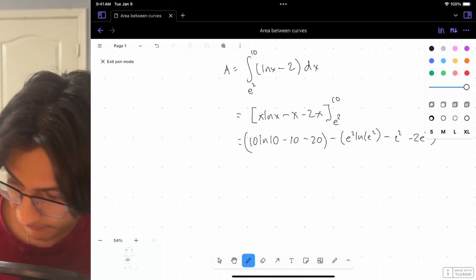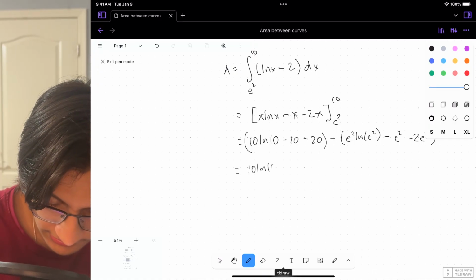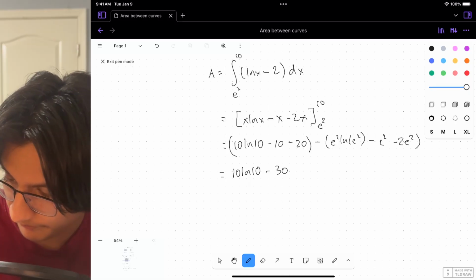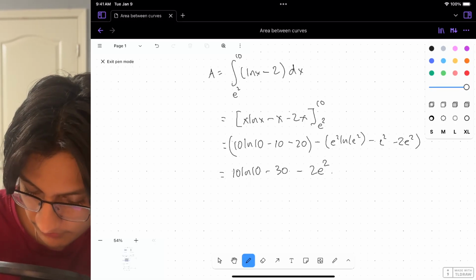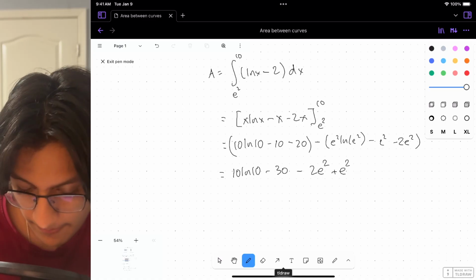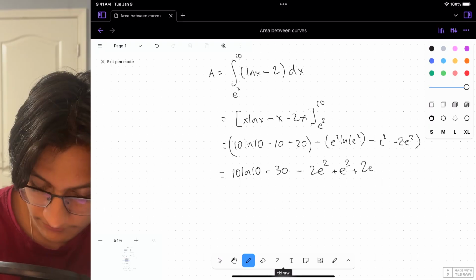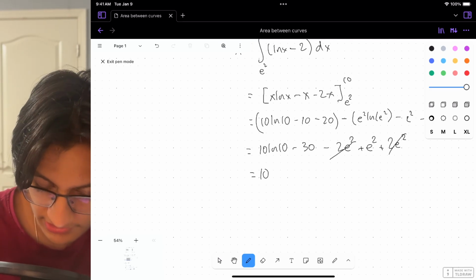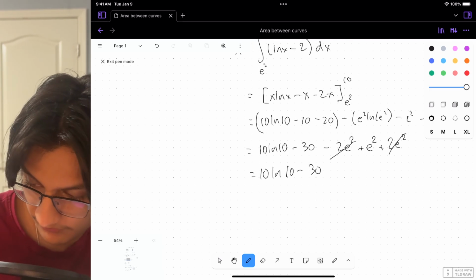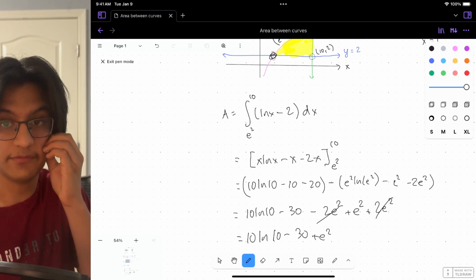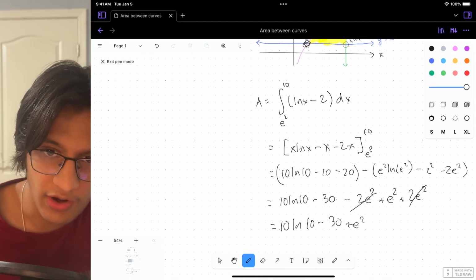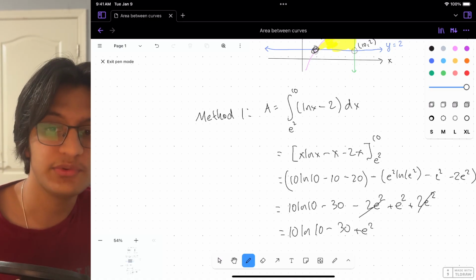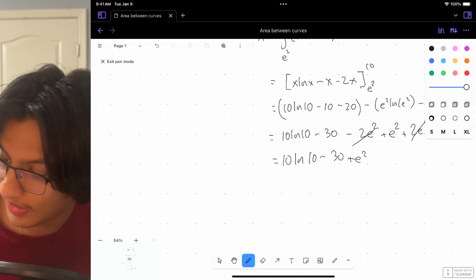All right. Now simplifying everything out, we get 10 ln 10 minus 30, and then this whole thing will just become minus 2e squared plus e squared plus 2e squared. We'll see that this cancels out with this, and so we're just left with 10 ln 10 minus 30 plus e squared. And that is the area under the curve of this region. Now, I'm going to say that this is method 1, because we can also do it using horizontal rectangles. So how about I show you guys using that way?